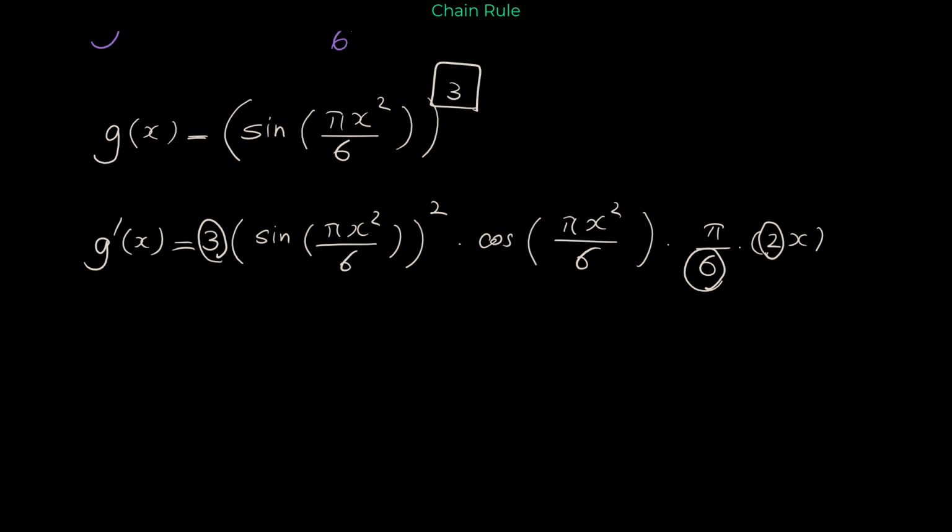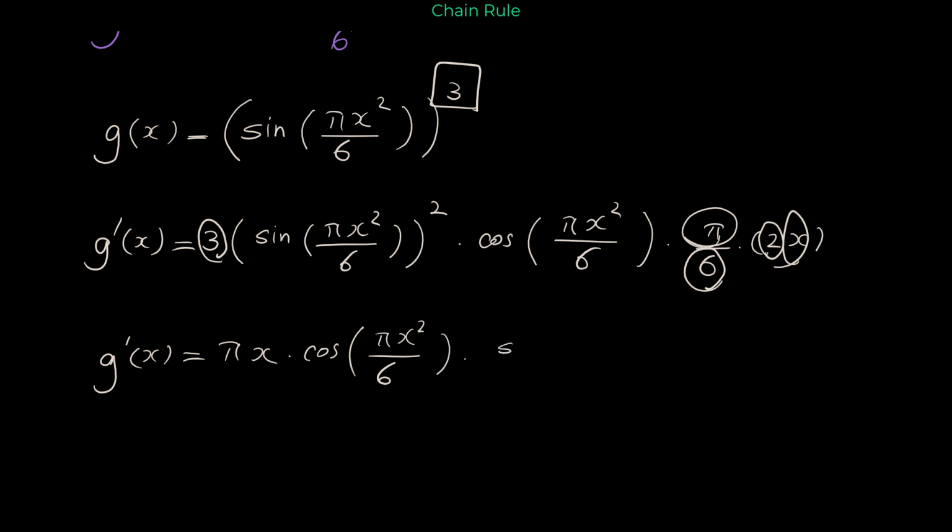So let me rewrite the answer again. We have only this pi, times x, pi x, times cosine of pi x to the 2 over 6, times sine to the 2 of pi x to the 2 over 6. I move the power from here on to the top of sine. And this is the derivative of this function.